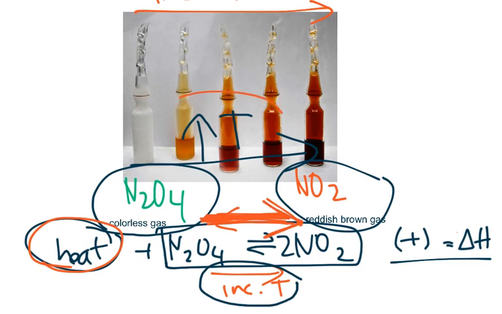That's why when you increase the temperature, the reaction favors the product side and moves to the right. And that's why you see that as you increase temperature, the colorless gas is slowly converting into the reddish brown gas that we know is NO2.